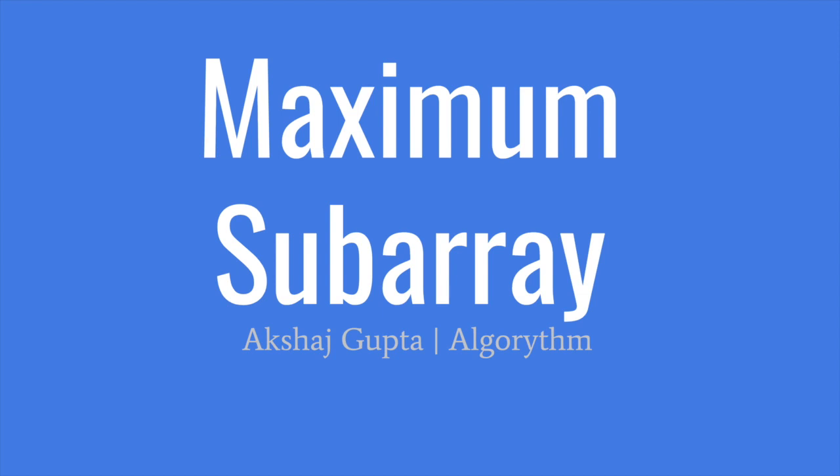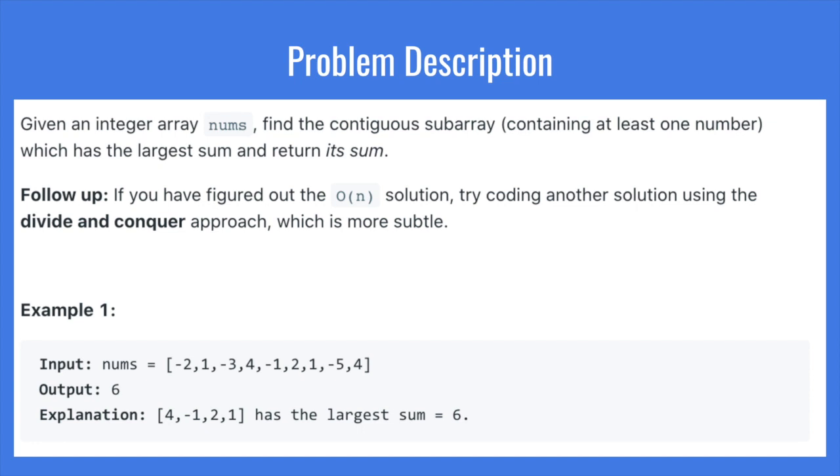Hello, today I'll be going over LeetCode number 53, maximum subarray. In this problem, you're given an array of numbers, and you're tasked to find the contiguous subarray such that the sum of the elements in it is the largest, and you want to return that sum.